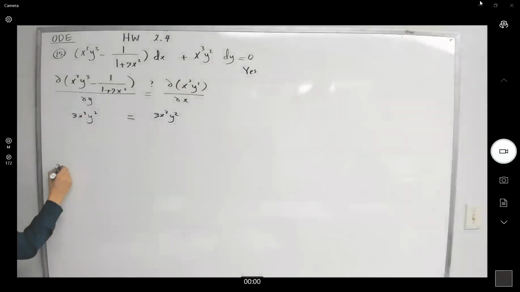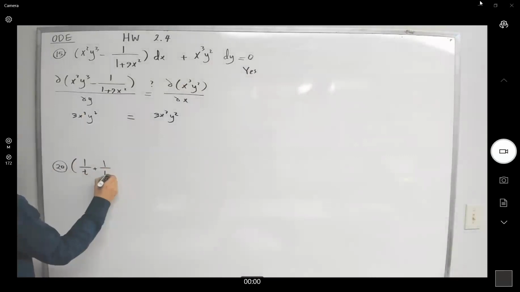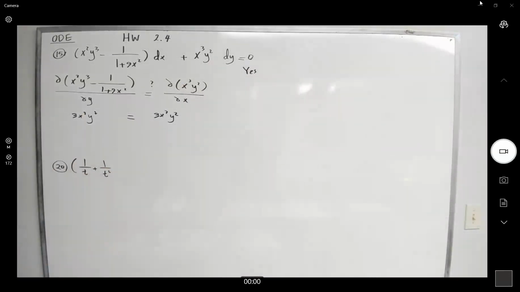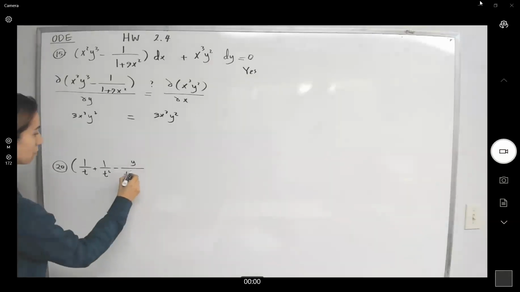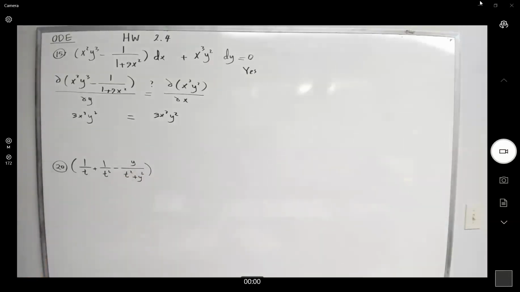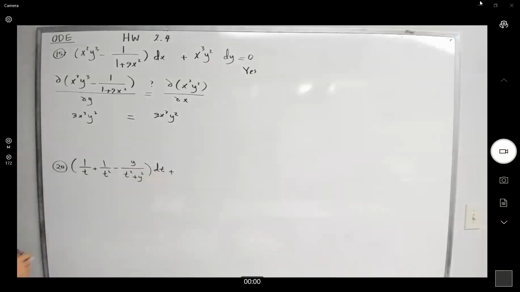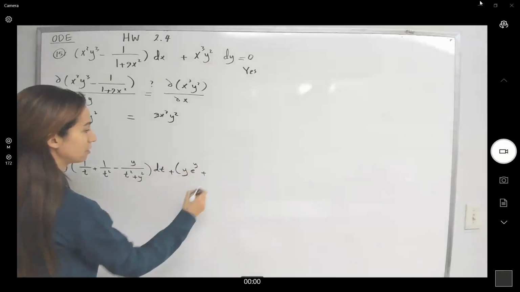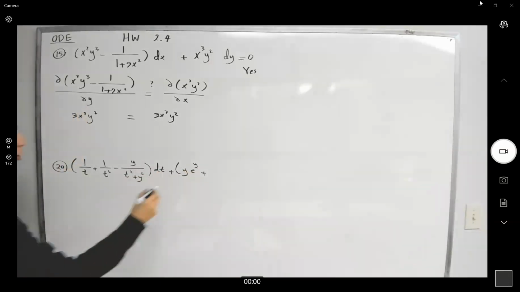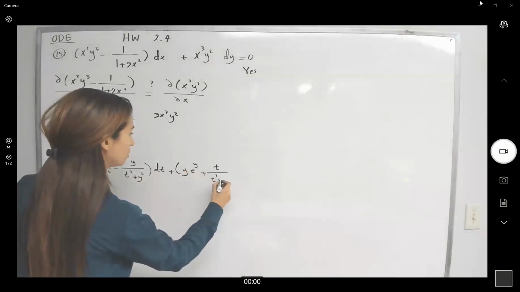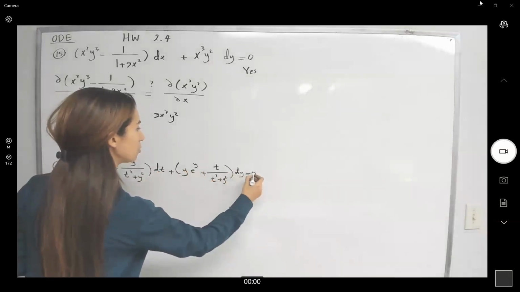And for number 20, I have this differential equation, which is 1 over t plus 1 over t squared minus y divided by t squared plus y squared, close the parenthesis, dt, plus y e to the y plus t divided by t squared plus y squared dy equal to 0.